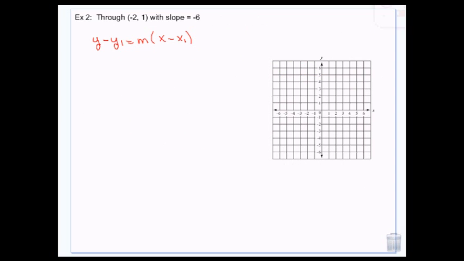Putting this into point slope form is x1, y1. So y minus 1 is equal to -6 times x minus -2. I had to deal with that minus and negative. That's really the only thing you ever have to change on these so far.